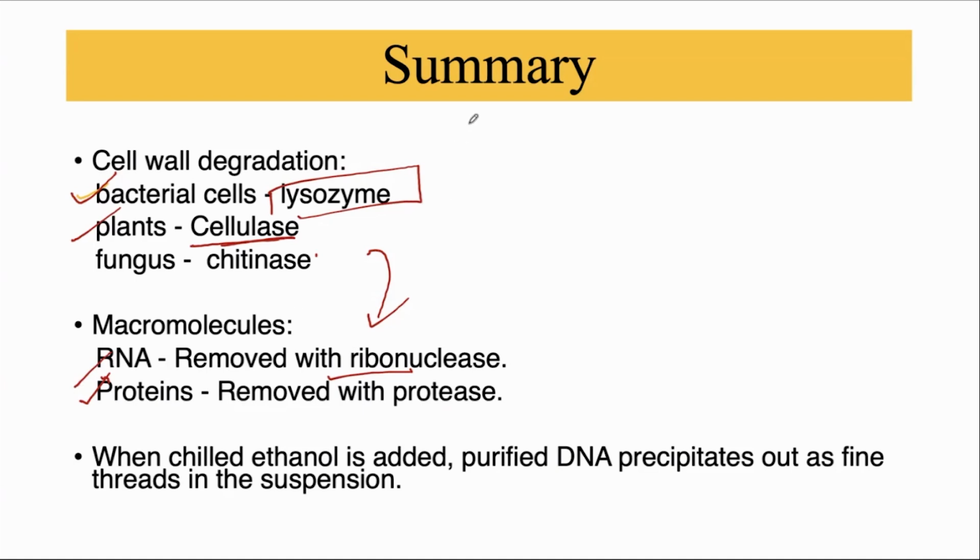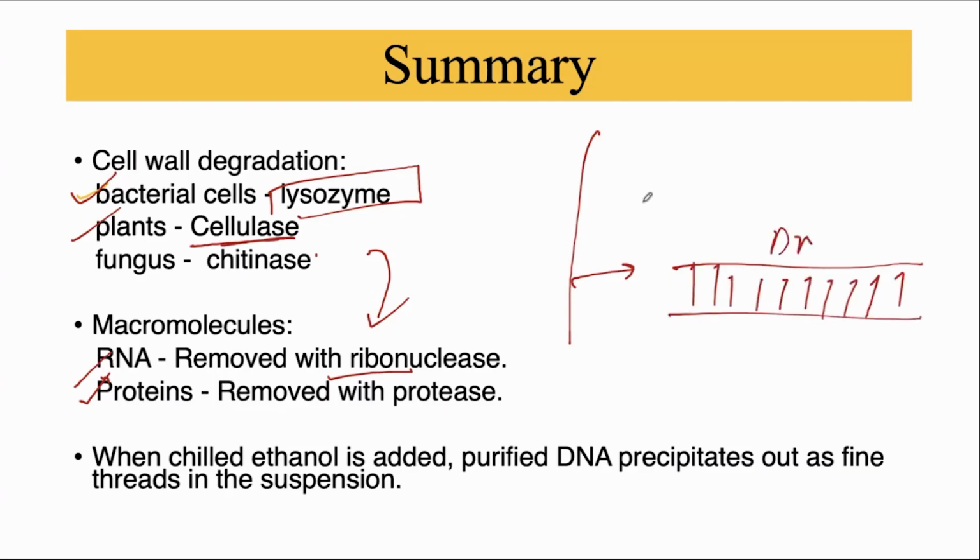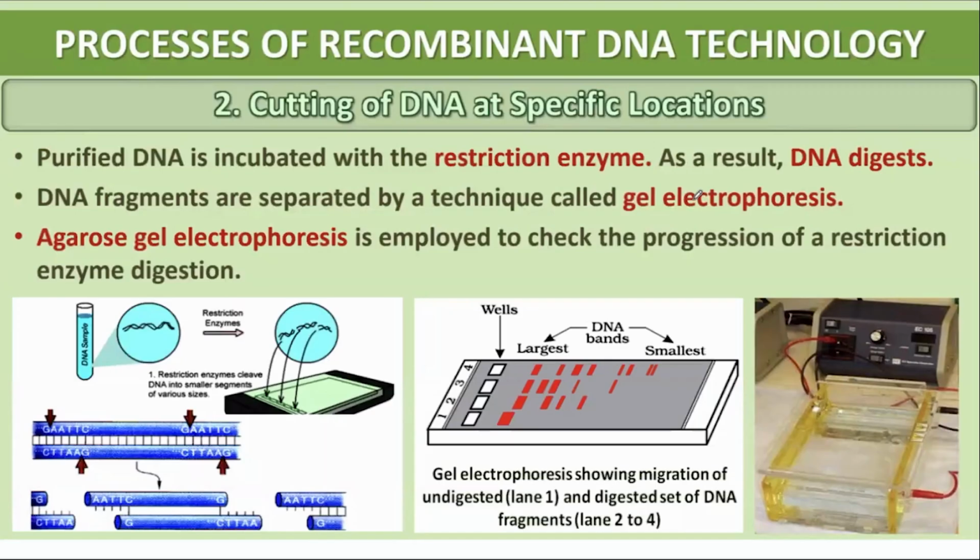Now, after the precipitation, we have clean DNA, right? So this is our double-stranded DNA after the purification. After this, we have isolated the entire genome, right?